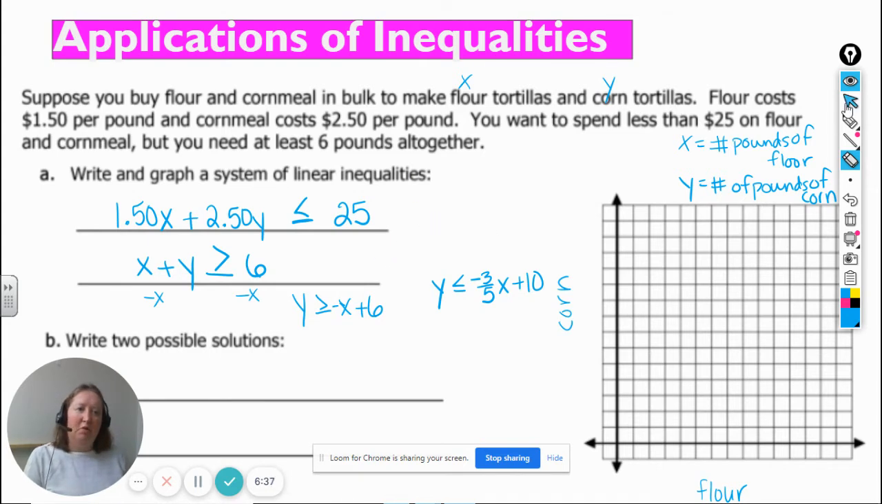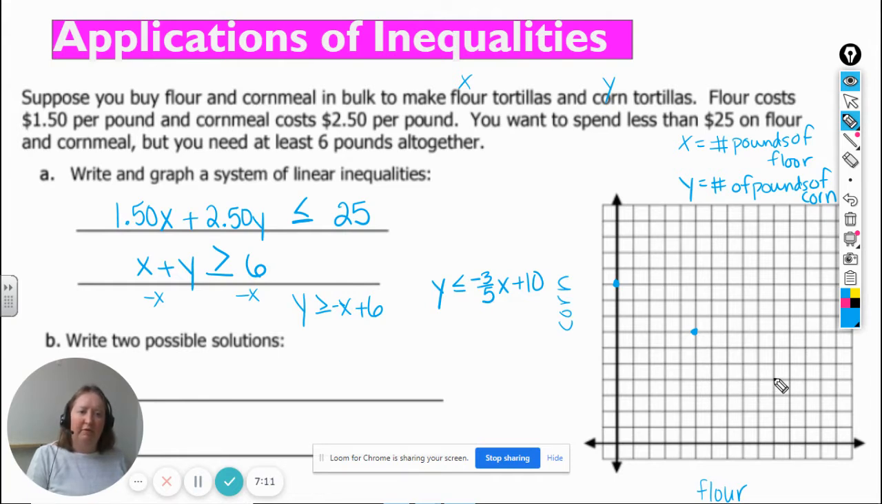Okay, so now we're deciding how to make this graph. I have to get to a positive 6 y-intercept, and here I have to get to a positive 10. I think I have enough room for 10, so I could go 1, 2, 3, 4, 5, 6, 7, 8, 9, 10. That's a y-intercept of 10, and then I'm going to apply this slope of down 3 over 5. 1, 2, 3, 4, 5. Applying this slope here, down 3 over 5.